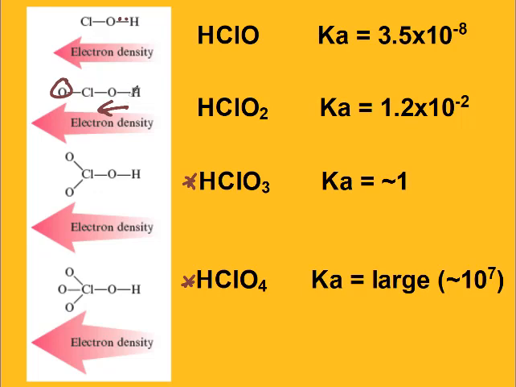When the electron density in the bond is lowered, this bond is weaker, making it easier to break apart, allowing the hydrogens to come off as ions. Notice HClO4 has 3 oxygens, attracting the electrons in that O-H bond, decreasing the electron density, again allowing the H's to come off more easily because this bond is weaker.